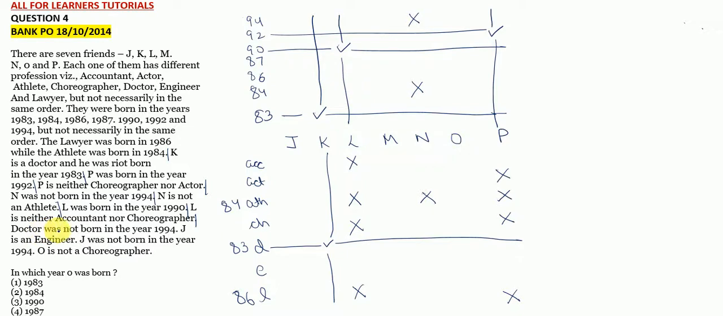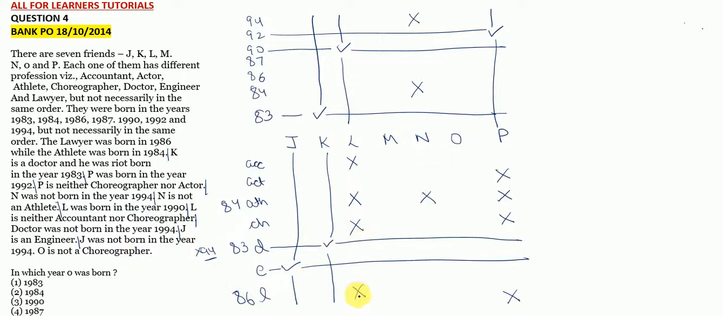Doctor was not born in the year 1994. Clearly, the doctor was born in the year 1993, but still write it because it's a condition given. Maybe we can use it in the future. J is an engineer. This has also been fulfilled.